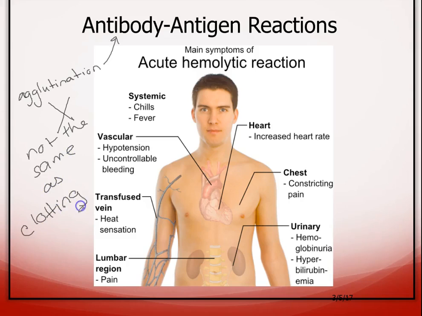Okay, that clotting cascade, if you remember, was this big old clotting cascade. It dealt with fibrin threads, fibrinogen, thrombin, all that kind of stuff. We're not talking about any of that. We're talking about antibodies and antigens reacting, so we use the term agglutination. Do not confuse the two. They are not synonymous.